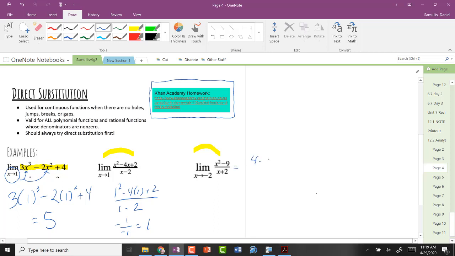So negative 2 squared is 4, 4 minus 9, negative 2 plus 2, end up with a negative 5 over 0. That doesn't work. Okay, one of two things is happening. Either the limit itself does not exist, or we need to algebraically modify the problem so that we can find it if it does exist.